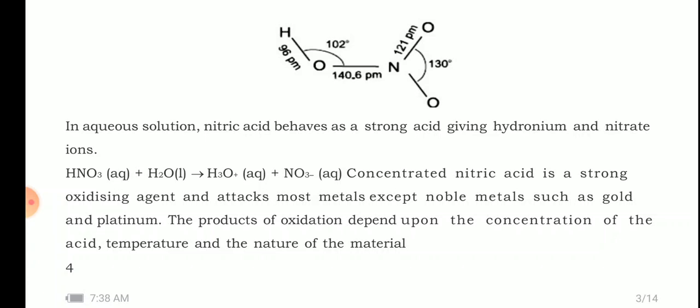Nitric acid is a strong oxidizing agent and attacks most metals except noble metals such as gold and platinum. The products of oxidation depend upon the concentration of the acid, temperature and the nature of the material. So nitric acid is a strong oxidizing agent and it attacks almost all metals except noble metals like gold and platinum. They cannot be affected by nitric acid.